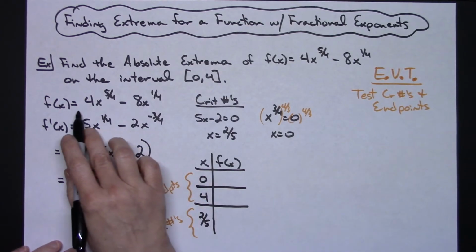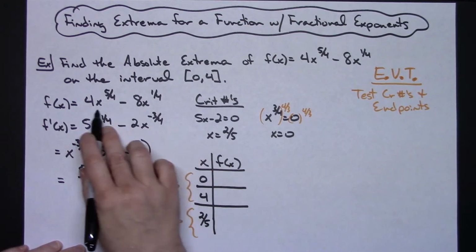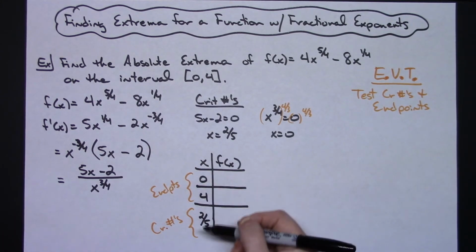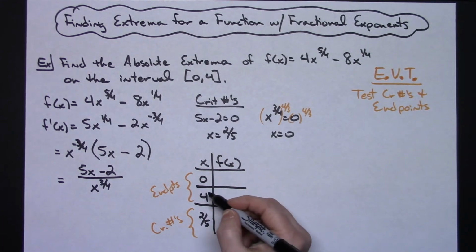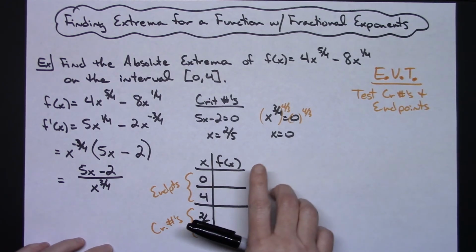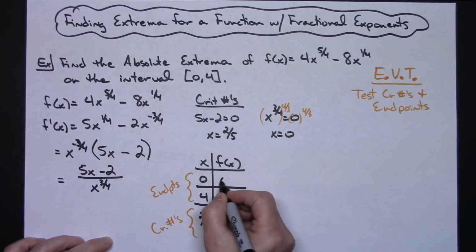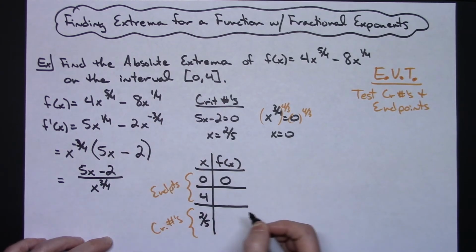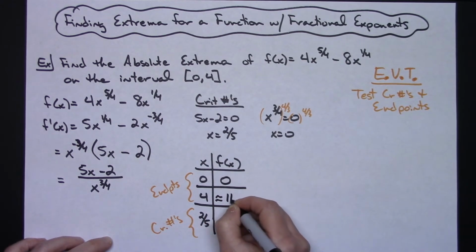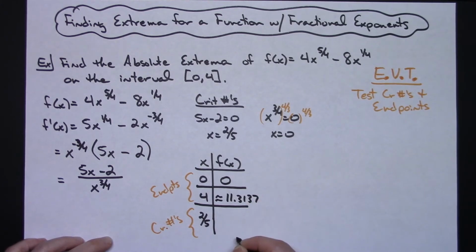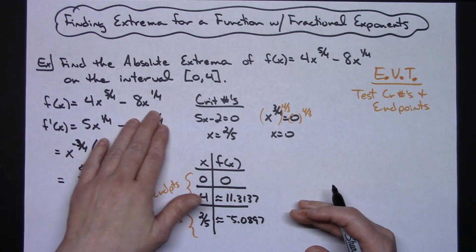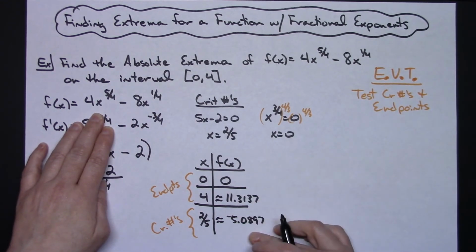All right, now at this point, with that original function there being with those fractional exponents, I would definitely use a calculator to calculate this, as long as you were allowed to do that. I would not do that by hand. So if you want to pause the video and try that with your calculator, you can. I'm just going to give you the answers here. Plugging 0 in there, that's pretty easy. I'm going to get 0. Plugging 4 into both of those places, I get about an 11.3137, and plugging in the 2/5, I get about a negative 5.0897. Okay, but definitely, pause the video, make sure that you can put that original function in your calculator and get these values in your table.